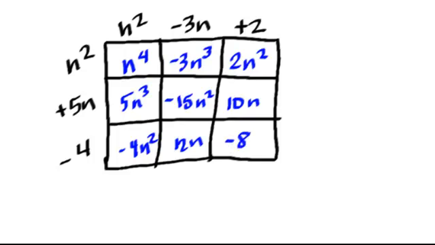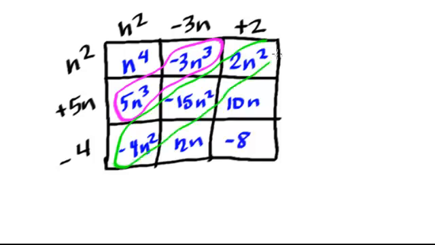So things that I can combine here. I can combine negative 3n cubed with 5n cubed. I can also combine 2n squared with negative 15n squared with negative 4n squared. And there's one more thing I can combine. I can combine 10n and 12n.